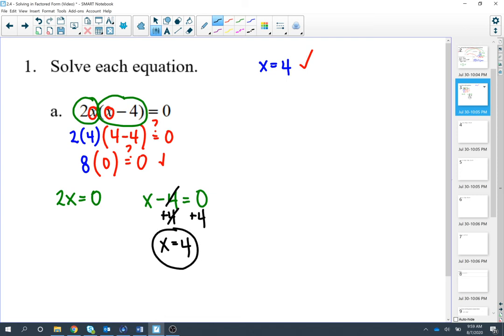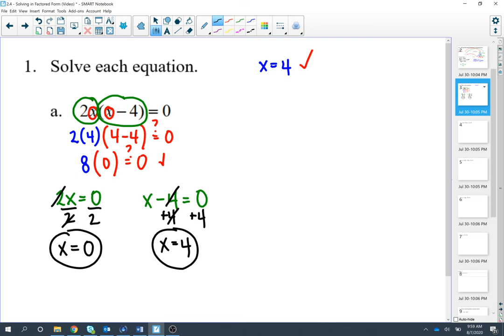Great. Now let's take a look at the one on the left, 2x equals 0. That's 2 times x, so I'm going to divide both sides by 2. That's going to go to 1. x equals 0 divided by 2, which is 0. Well, I've got to check that. I want to see if that actually works.